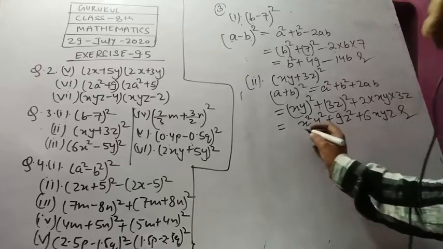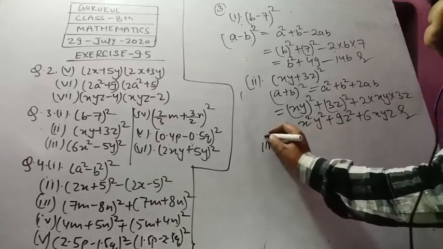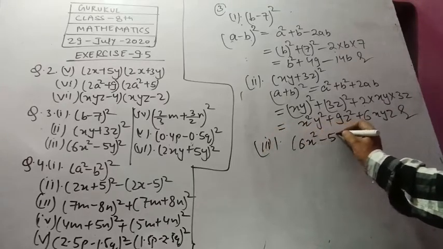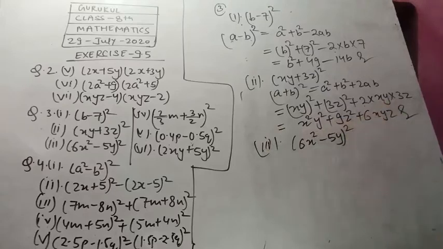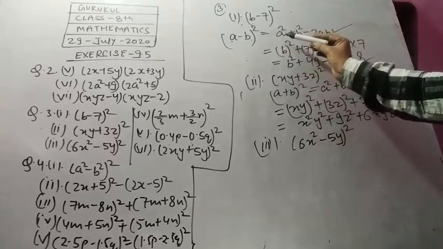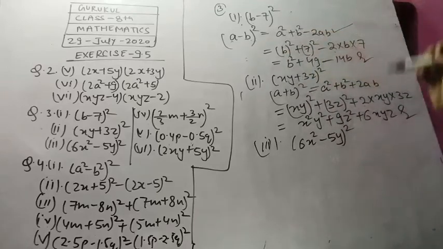Now let us solve the next part, that is third part of this question. (6x square minus 5y) whole square. So students, you have to be familiar with this identity which I have written. (a minus b) whole square is equal to a square plus b square minus 2ab.